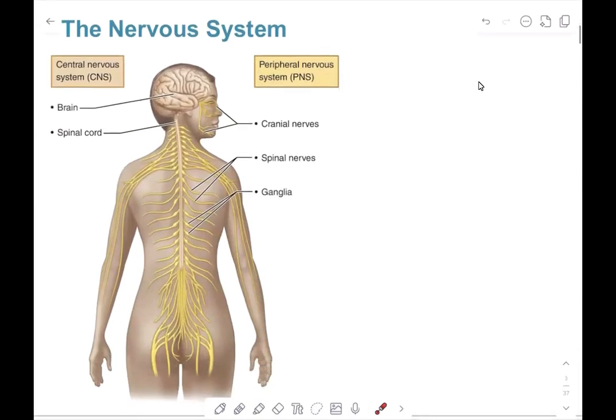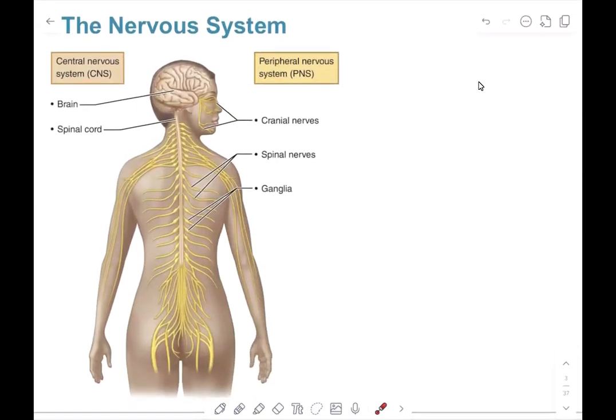This slide is showing us the general organization of the nervous system. So the central nervous system is the brain and the spinal cord, and this will be discussed in the next unit in chapter 12. The peripheral nervous system is everything outside of the central nervous system.